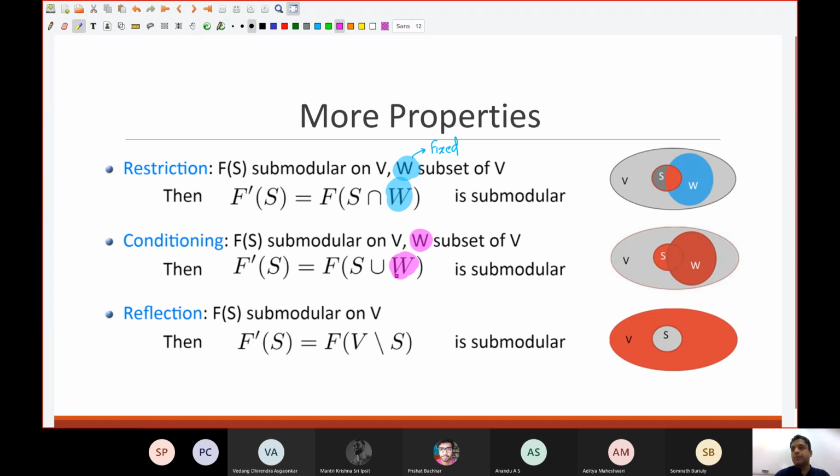But you're doing a union with W every time I evaluate the function. This is called conditioning. The first one was called restriction. It's called conditioning. This is also going to give you some submodular function. And now a third one. In this case, I'm going to basically take a complement. F prime of S is a submodular function F applied to the complement of S.